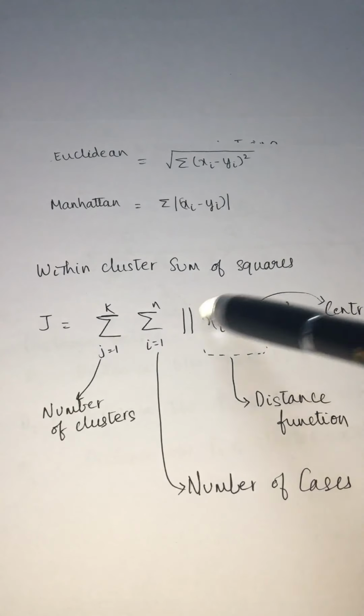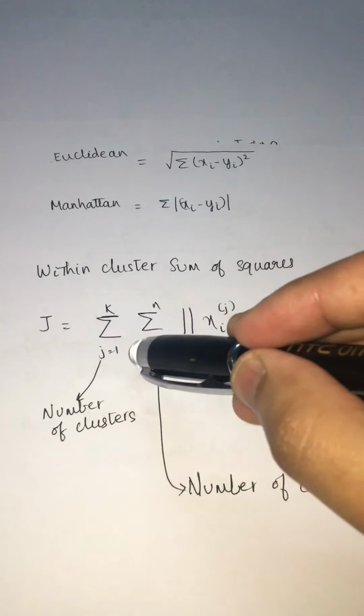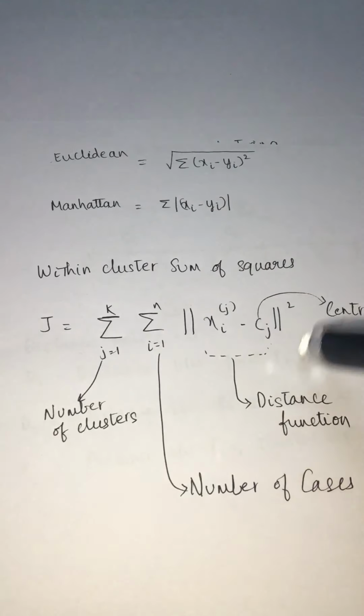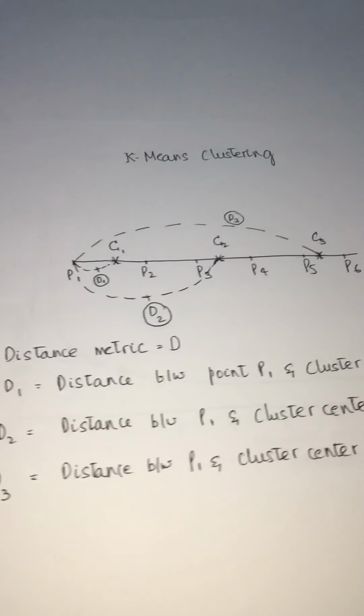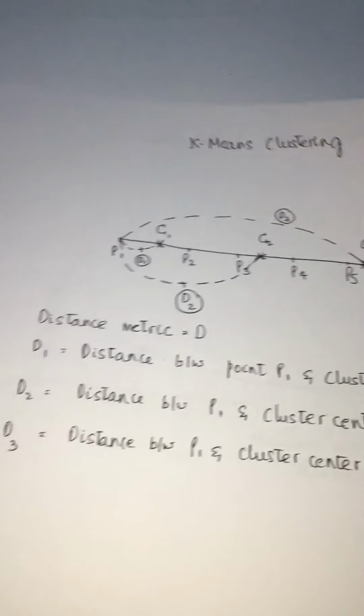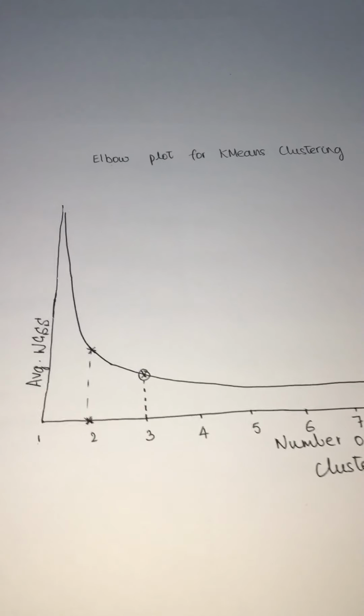So this is xi minus cj, where xi is the points within those clusters and cj is the centroid for that particular cluster. It's the average within cluster sum of squares, so you're squaring it. Then you take an average of it. That is what the average within cluster sum of squares is. So this average within cluster sum of squares ends up on your y-axis.